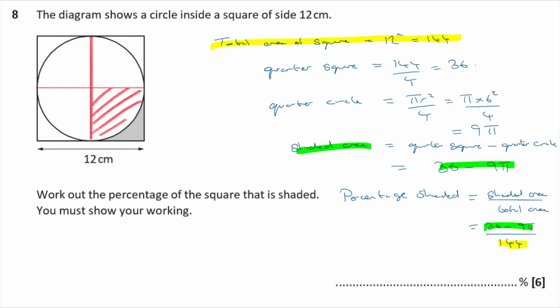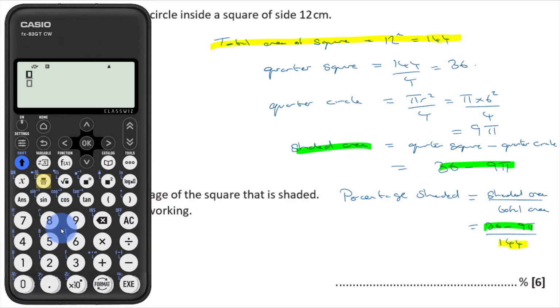Now this time I'm actually going to evaluate it. So I'm going to use the fraction key. I'm going to write the 36 minus 9 pi on the top of the fraction, and then 144 on the bottom. What does that give me? Apparently that's 0.0537 to 3 significant figures.